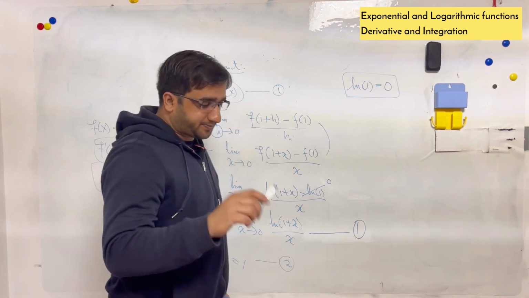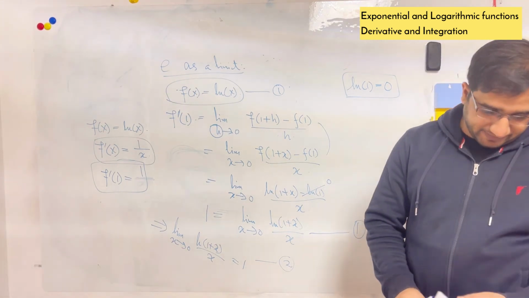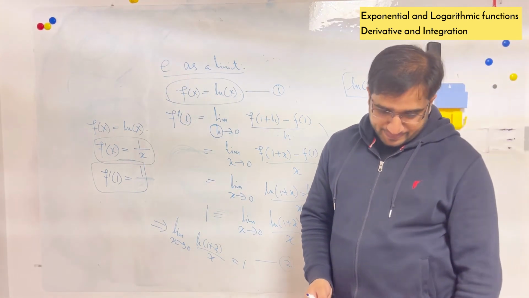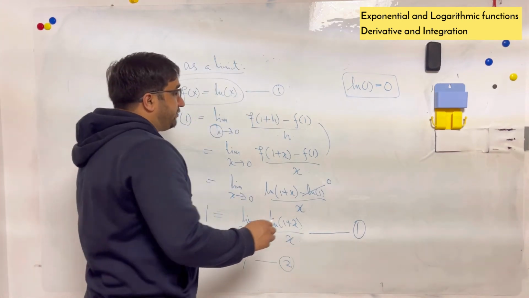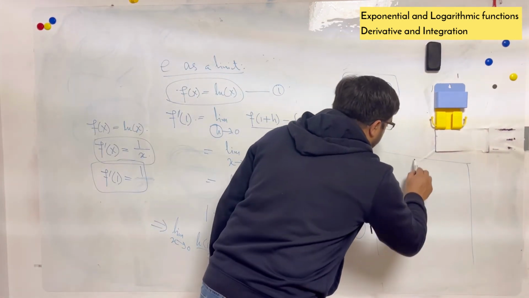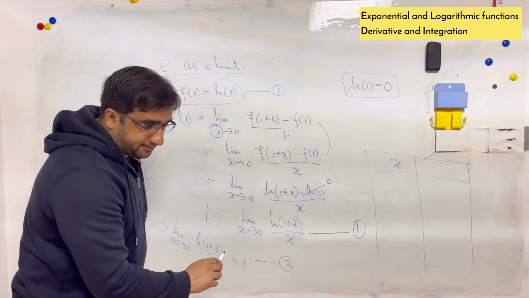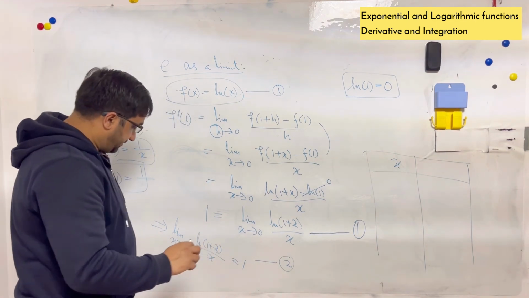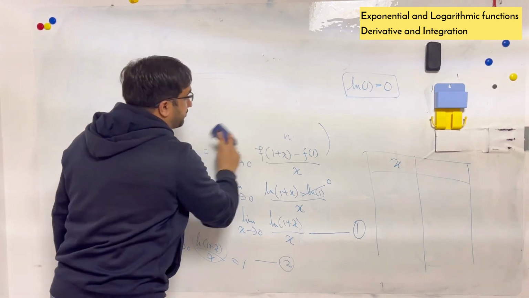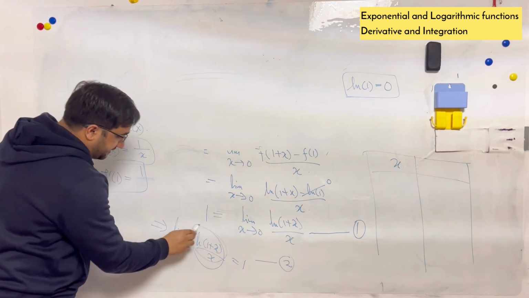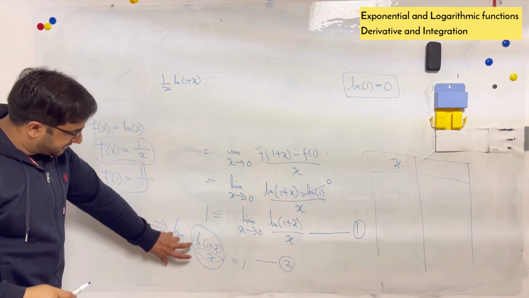Question 2. What does this mean? Here you have x, and now the second rule: we have 1 by x times ln of 1 plus x inside the limit.